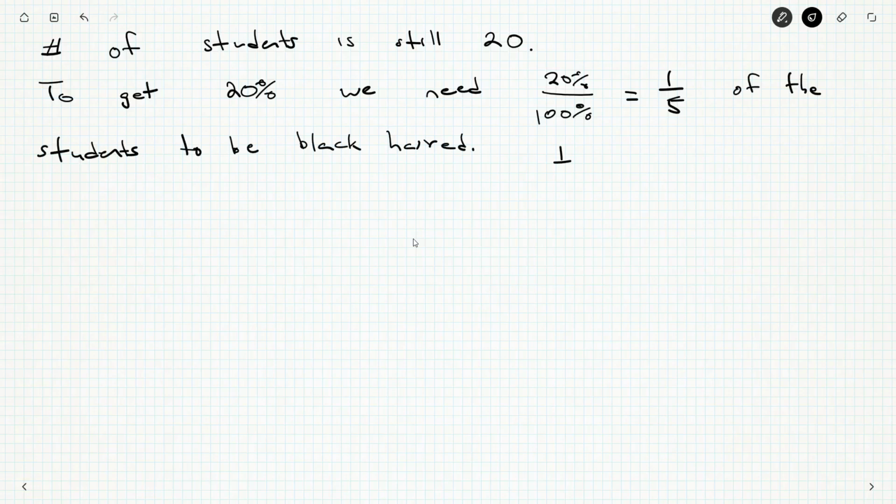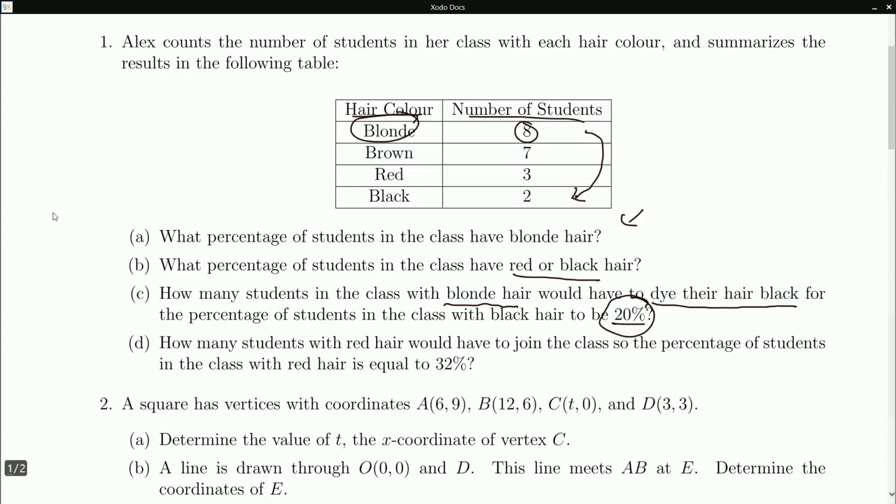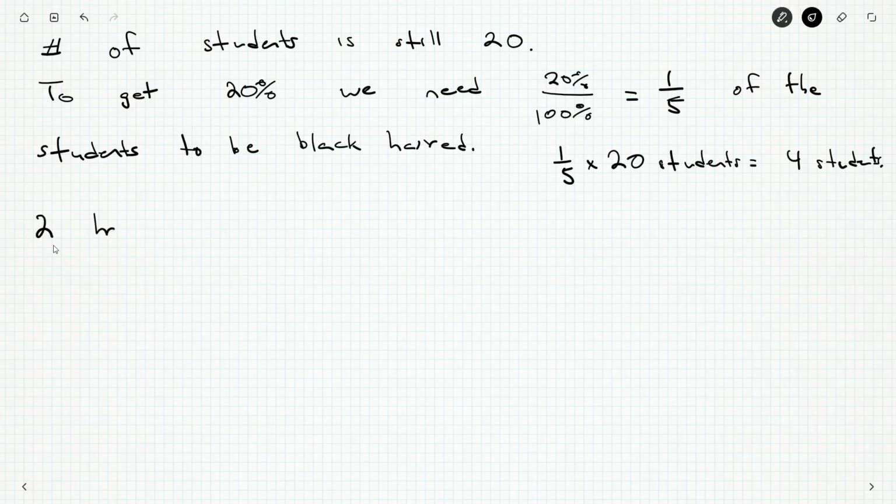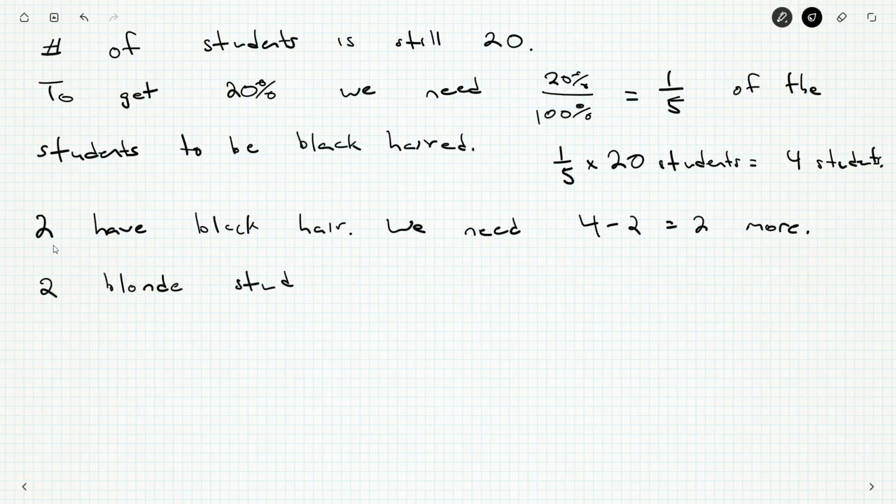Okay, 1/5 times the total of 20 students is going to be 4 students. Now, we already know that 2 students have black hair. So 2 have black hair. We need 4 minus those 2 that we already have. So we need 2 more. 2 blonde students should dye their hair.